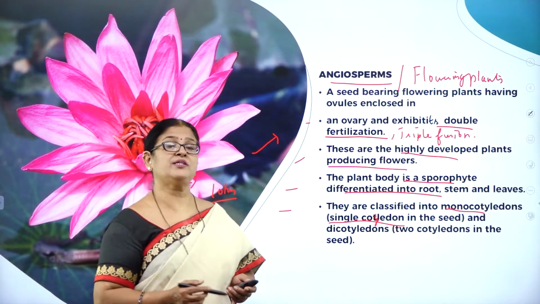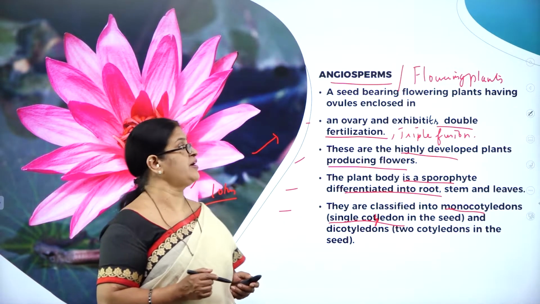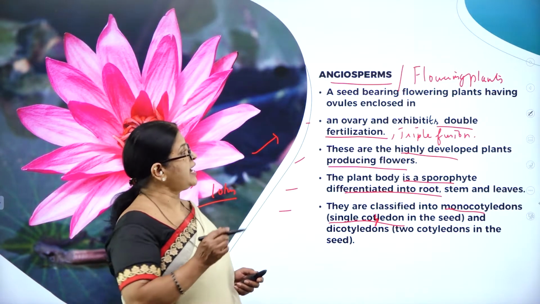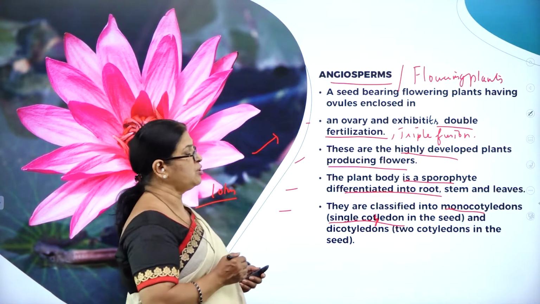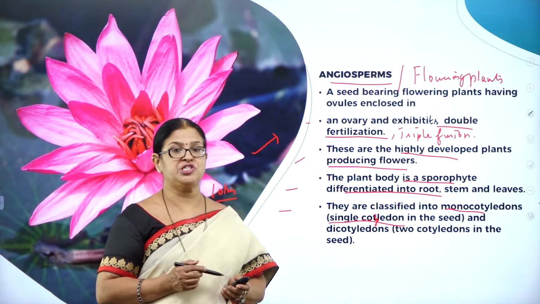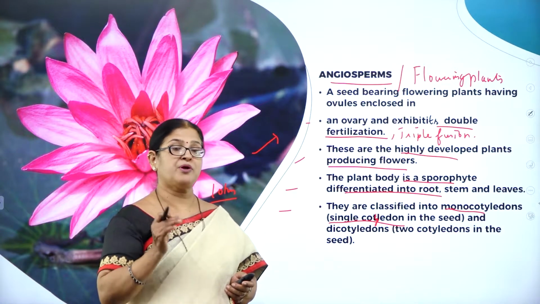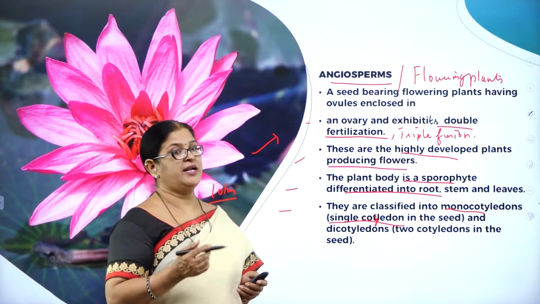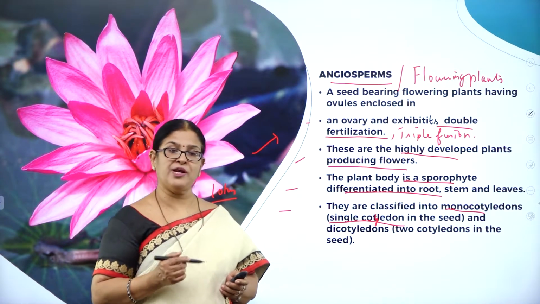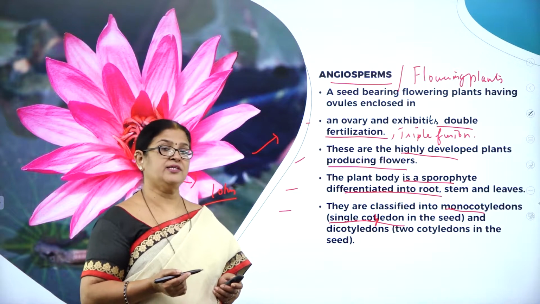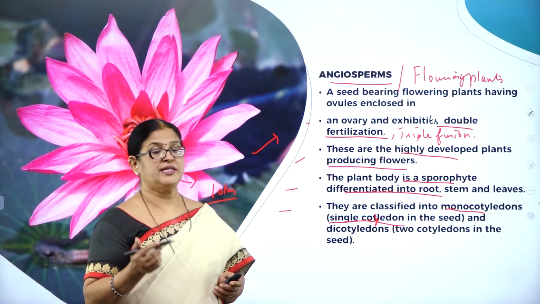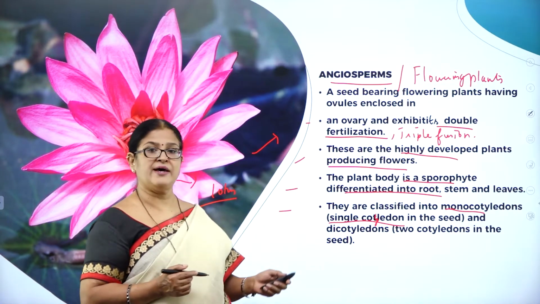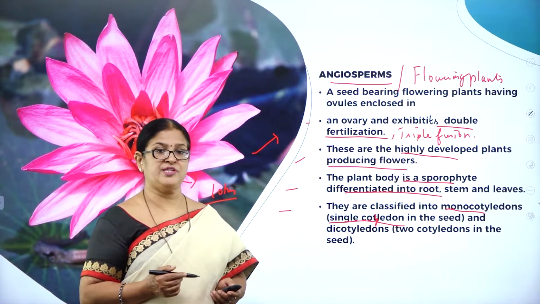So I repeat, what are the very important characteristic features of angiosperms? They are the flowering plants or seed-bearing plants, having ovules enclosed in the ovary, and exhibit double fertilization and triple fusion. The process of fusion happens 2 times, hence the name double fertilization, and one of the male gametes fuses with the polar nucleus, which is already 2n, hence it will form 3n, that is a primary endosperm nucleus, hence it is called triple fusion. So these are the highly developed plants producing flowers.